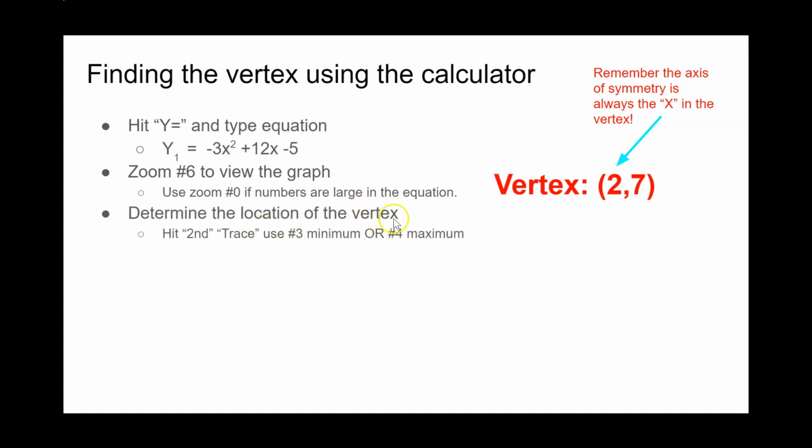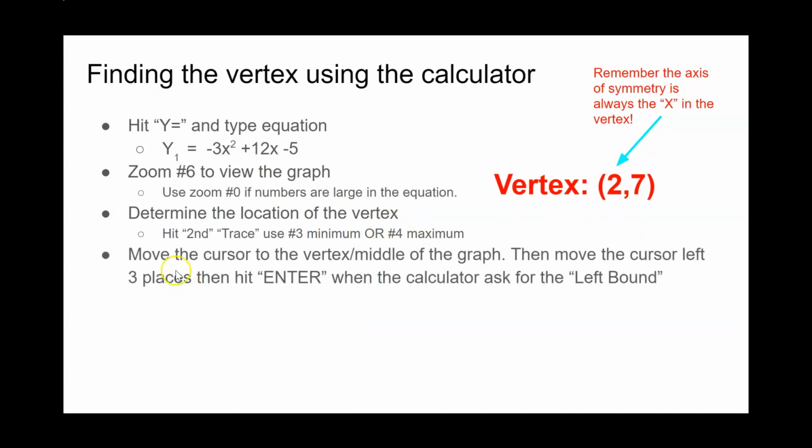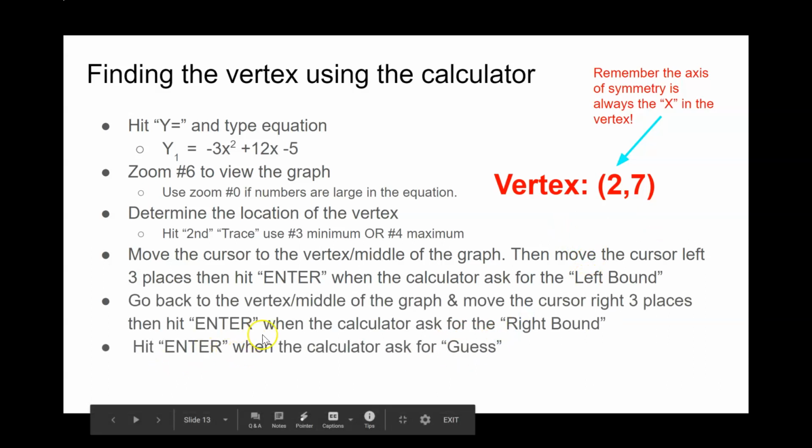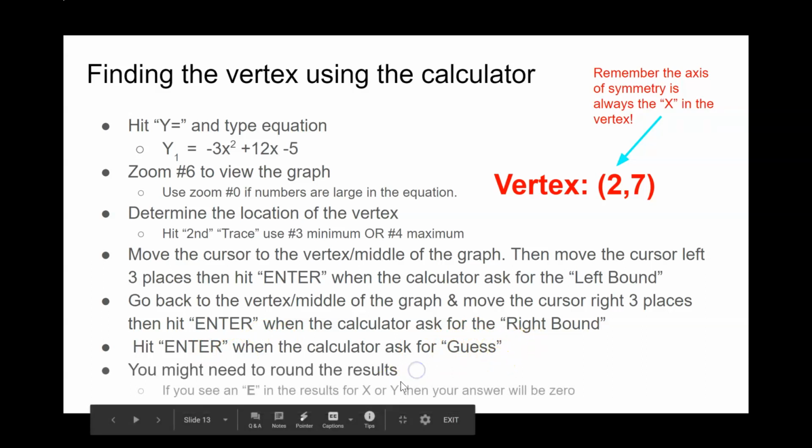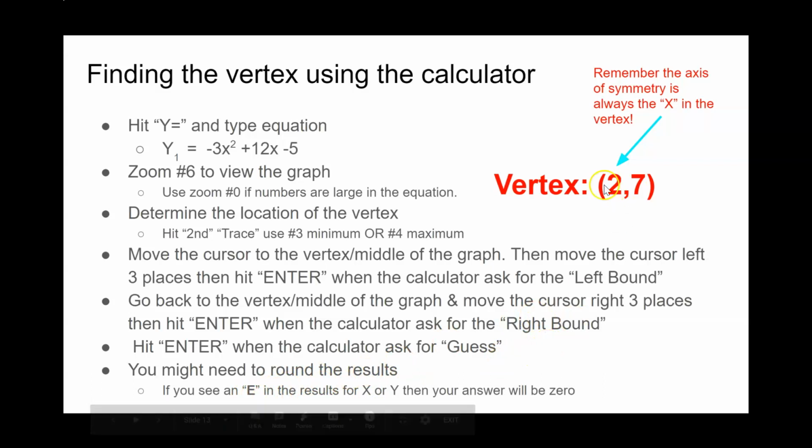So then we're going to take the little blinking cursor, go to the vertex. We're going to hit second trace. And this is where we choose whether it's going to be number 3 or number 4, a minimum or a maximum. Again, because the negative makes the frowny face, we're going to have a maximum up here. We're going to choose 4. So we take the cursor, go to the left of the vertex, hit enter. That's where it says left bound. Then we go to the right side of the vertex. We hit enter again. We hit enter one more time to bypass when it says guess. And sometimes we might need to round the answer. So that should give us the vertex of (2, 7).